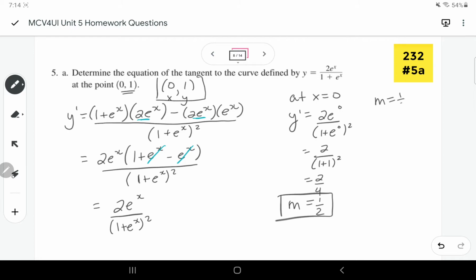And our point is (0, 1). And kind of, again, conveniently enough, that, if you recognize, is our b value, because that is the y-intercept. So you could go through and sub in x and y and m and solve for b, but you'll just get 1. So y equals 1/2 x plus 1 is the equation of that tangent.